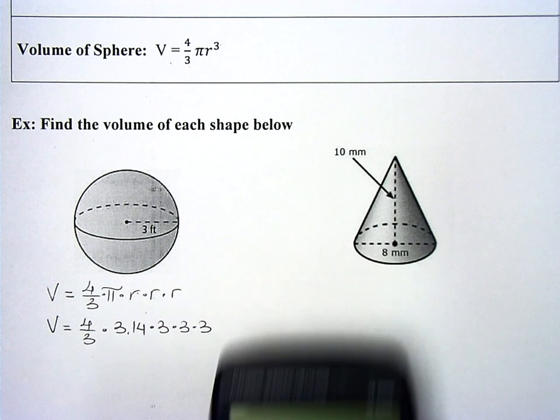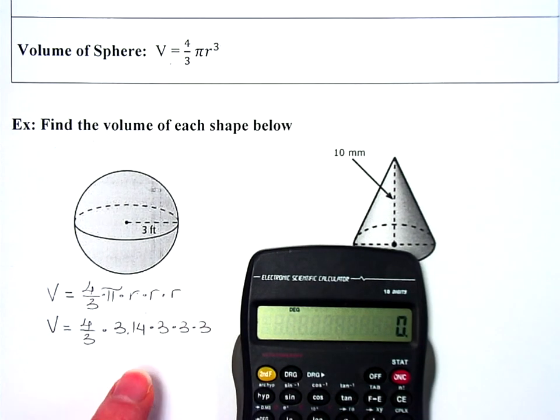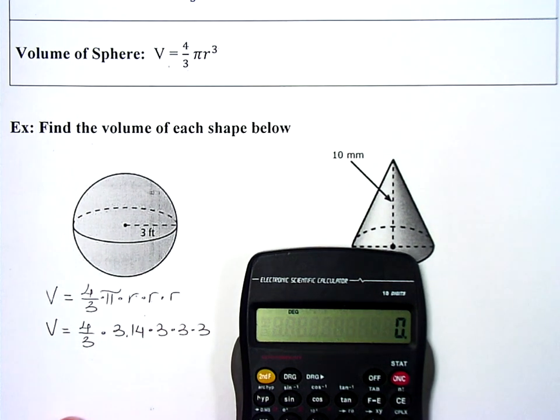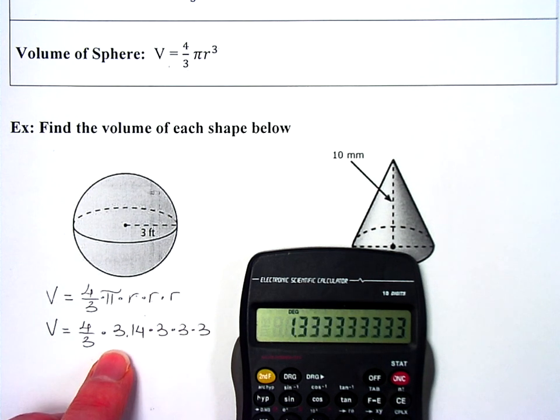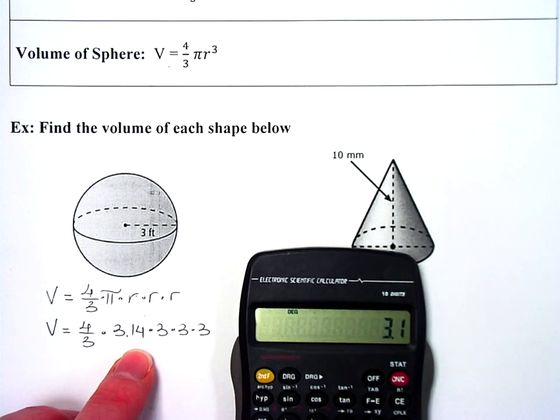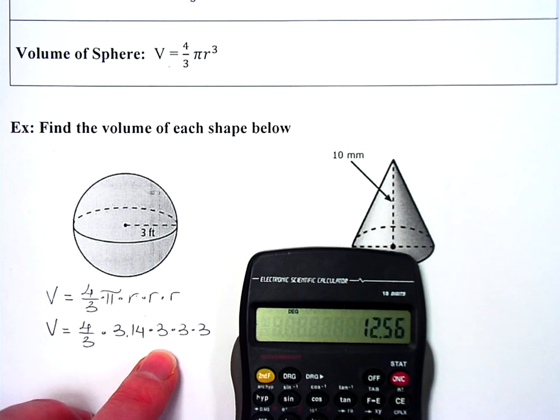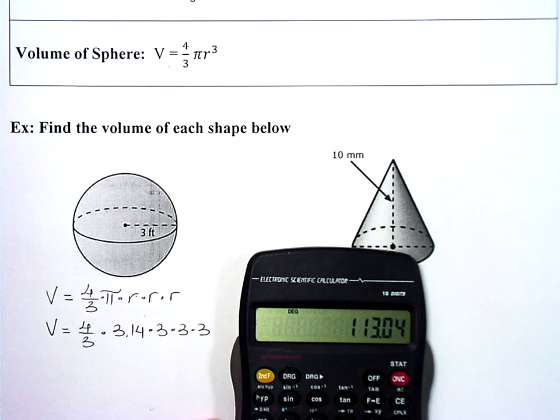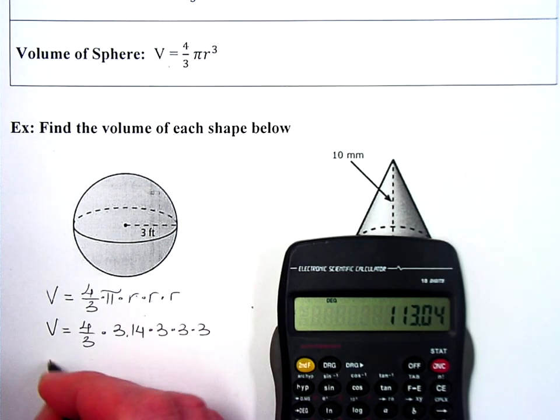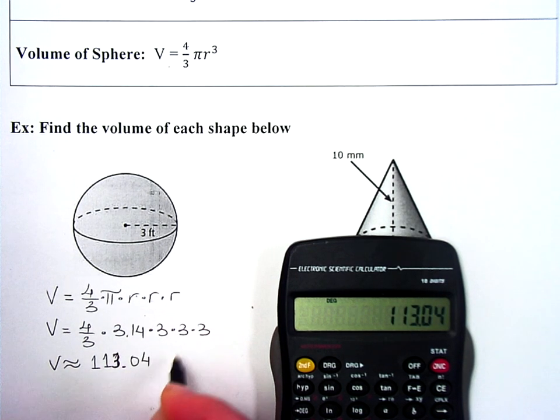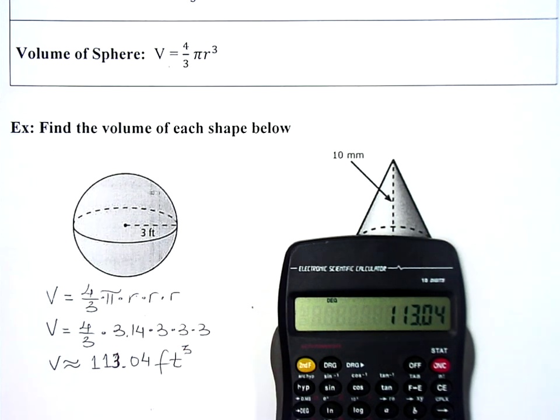Now, how to put it into the calculator? 4/3 we can simply put as 4 divided by 3, and then times 3.14 times 3 times 3 times 3. And we have 113.04. So the volume of this sphere is approximately 113.04 feet cubed.